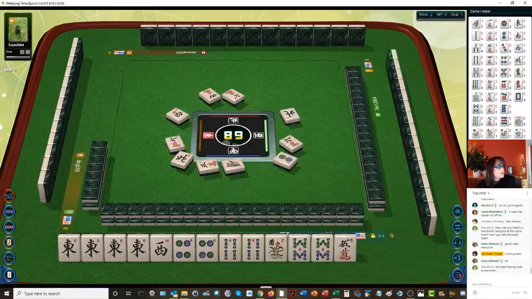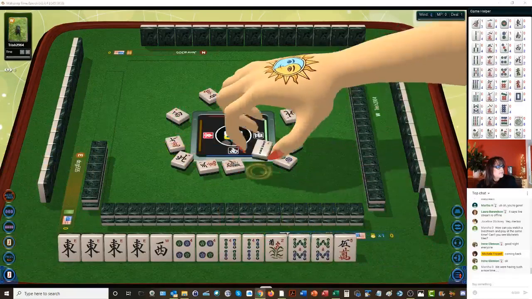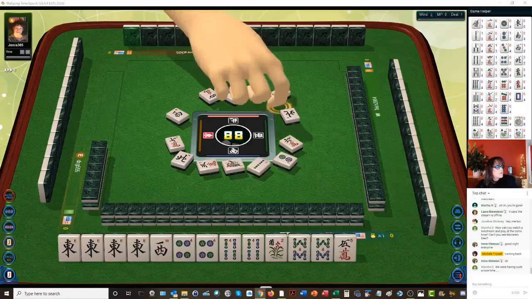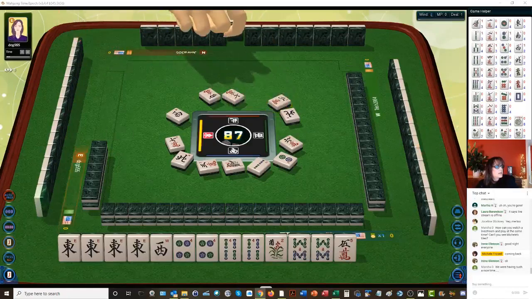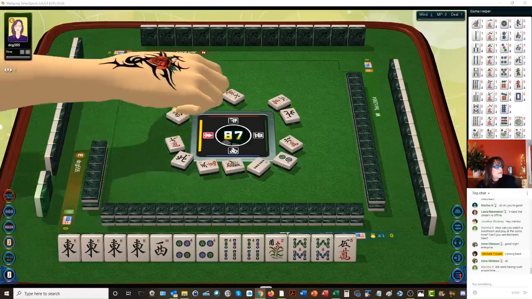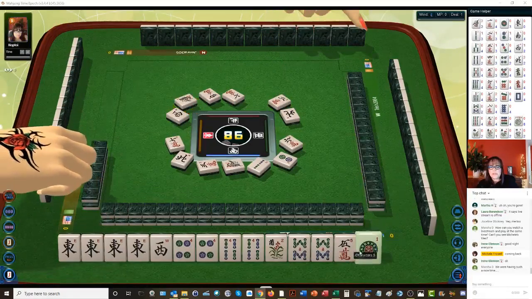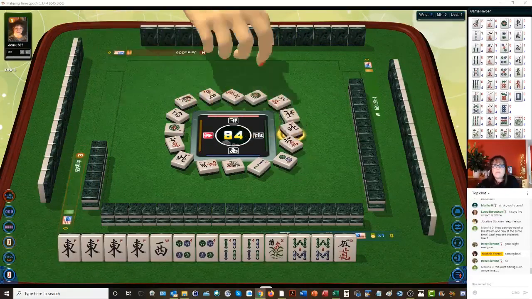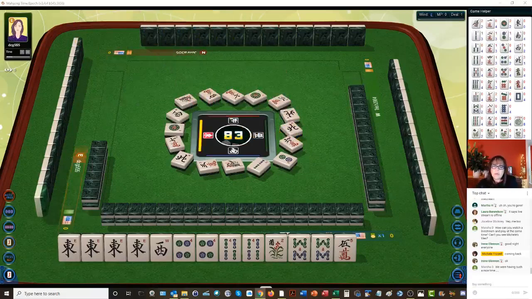Okay, so let me go back to live stream. Two bamboos. Okay. Two characters. This is weird. My live stream potential went away. I don't have the ability to live stream all of a sudden. What in the world is going on? One dot. One dot. North wind. My live stream button went away. Oh, here we go. Live streaming.